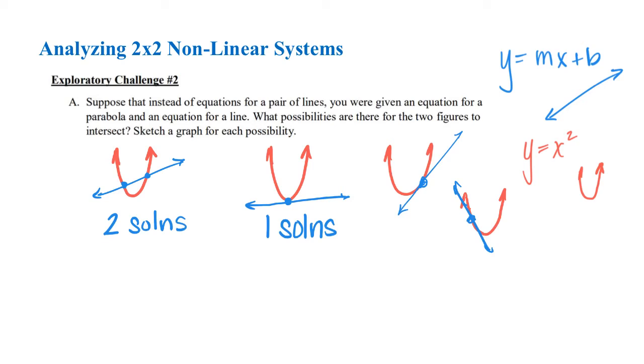Well, are there any other ways that I could draw this? I don't think it's possible to have three solutions because that means that my line could no longer be straight. But you know what? It is kind of neat because I could draw this where they don't intersect at all. So maybe this is my parabola and my line looks something like this. If the two shapes do not intersect, then that means that there are going to be zero solutions.